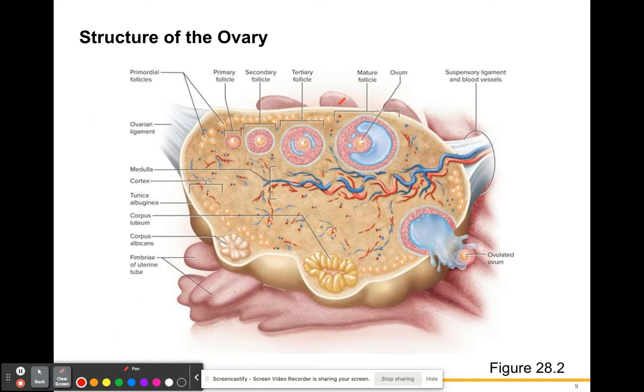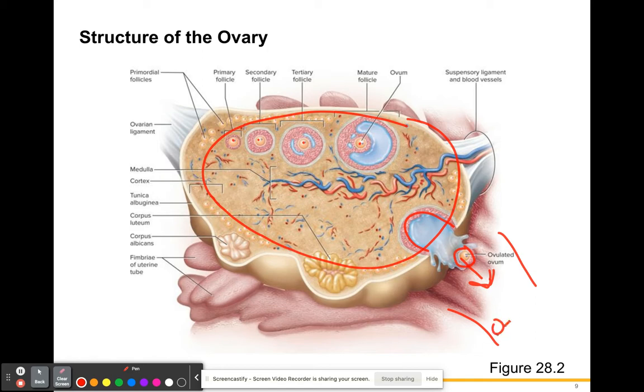So here is an ovary. This is an almond-shaped gonad, very similar to the shape of a testicle. We see the formation of a follicle. Here's our ova. As that follicle matures and gets larger, eventually it bursts, releasing the ova into the fallopian tube down here, which leads to the uterus. Once that ova gets released into the fallopian tube, that is when ovulation begins, and that egg is ready for fertilization. Here's the suspensory ligament with the associated blood vessels going through it.